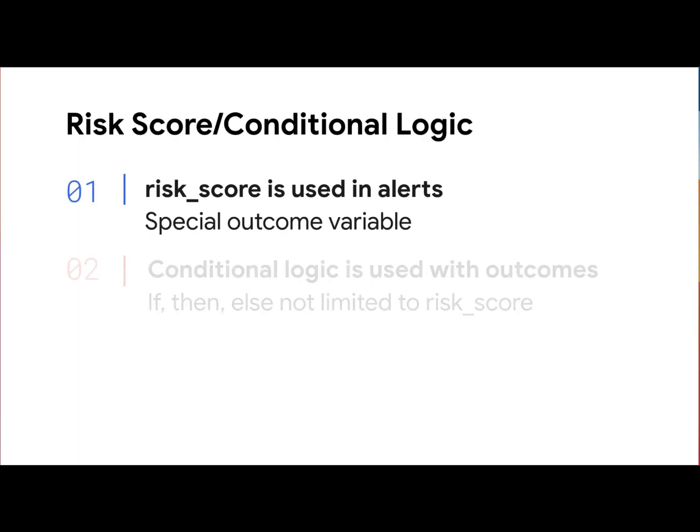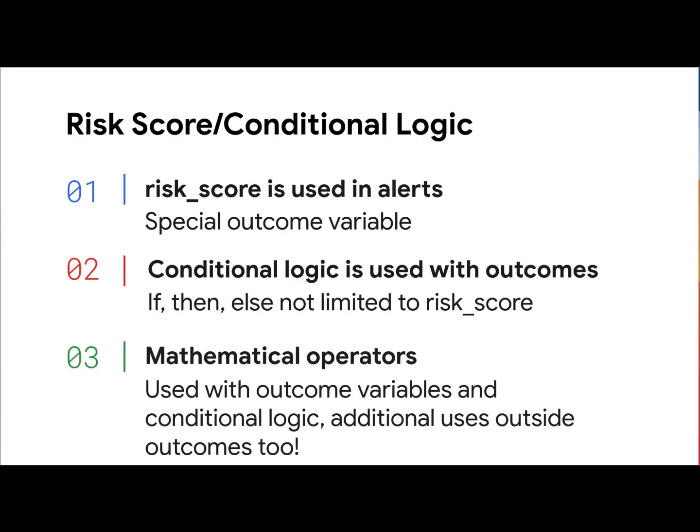Wow, that was a lot. We covered a bunch of concepts here, and if you aren't quite sure about all of them, don't worry. We'll continue to use outcomes and build on these concepts further, so this won't be the last time you see this. Just remember that the risk score is a reserved variable name that can be found in the alerts queue.